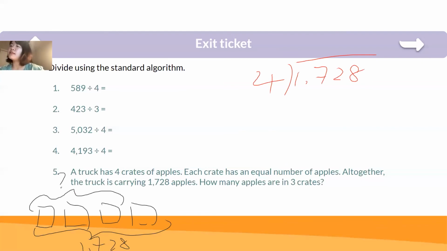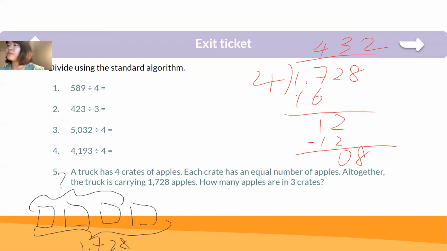And 1 is less than 4, so we move to the hundreds place, which is 17. 17, so we can do 4 times 4 equals 16, and leaves us 1 hundred. 1 hundred moves to the tens place, gives us 12. So 3 times 4 is 12. And 0 remainder, and 8. So 2 times 4, that is 8. So each box, each crate we have 432. 432 for each box.